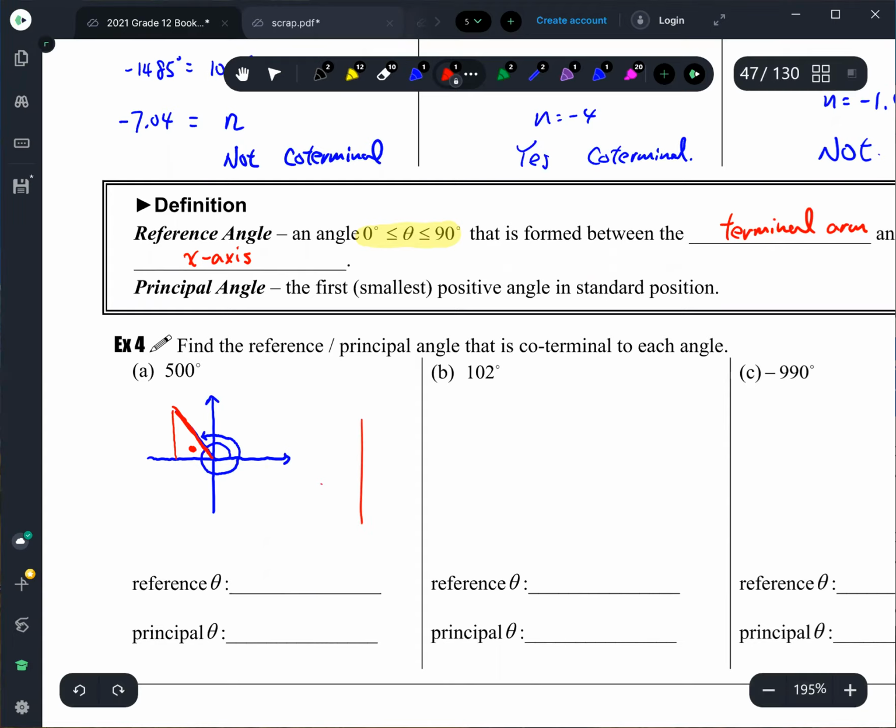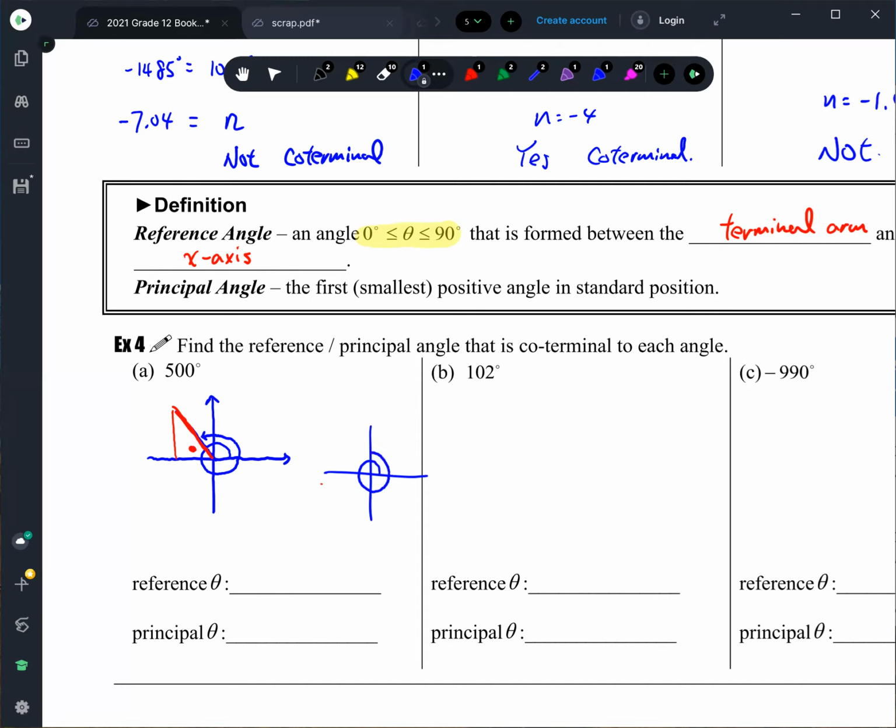Okay, let me draw it out. One full turn is 360, right? Yeah. And then you say you add a 90. That's only there. We want to get to the arm. So how much do you need to add? Like 50.